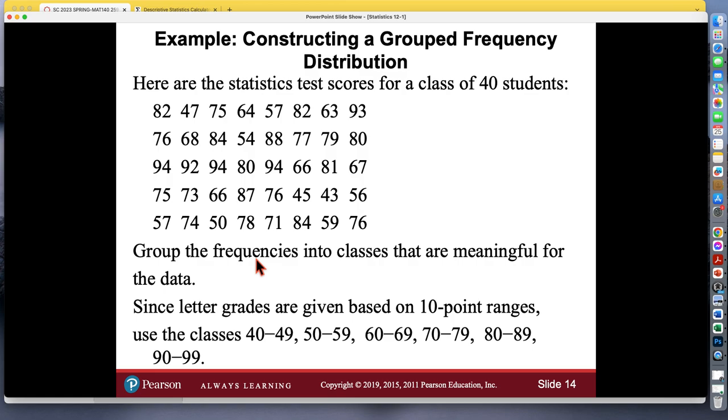So another thing we do is put them into classes: scores from 40 to 49, 50 to 59, 60 to 69, and so forth. Then we count how many test scores are in each of these classes.